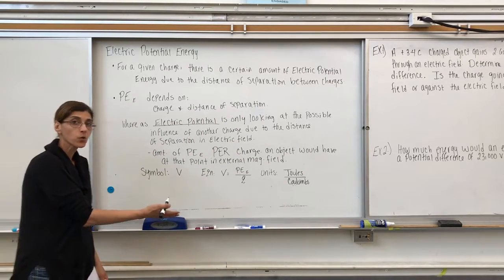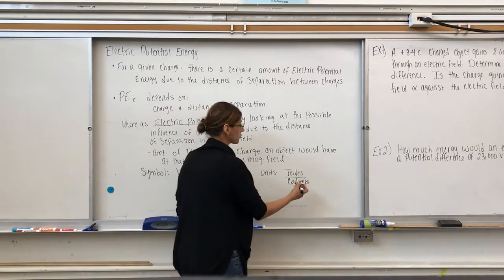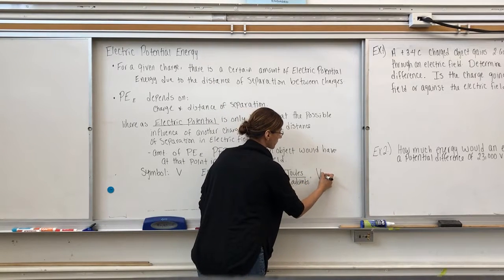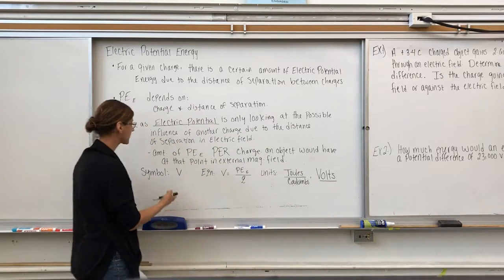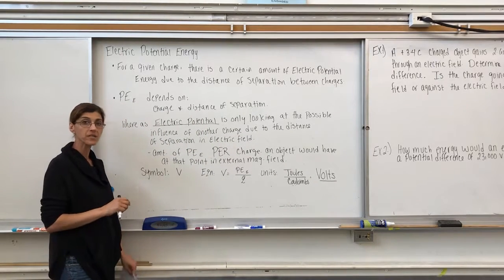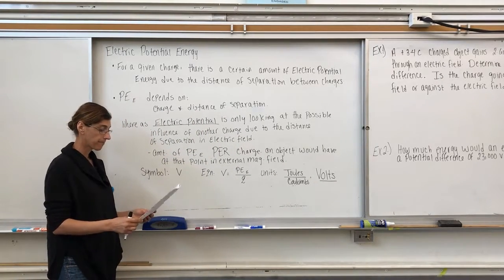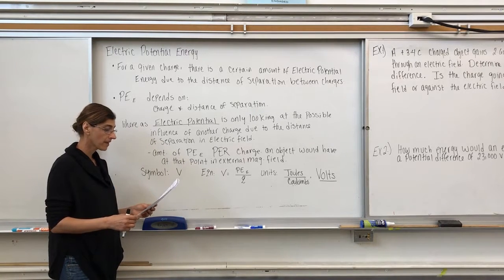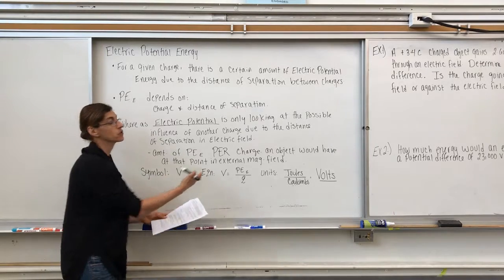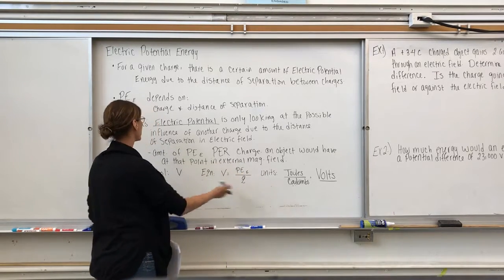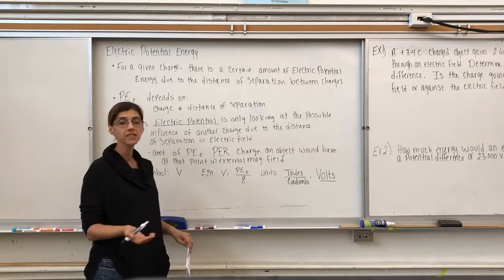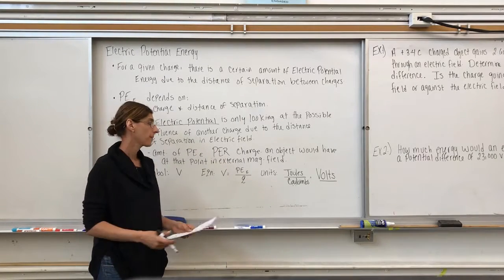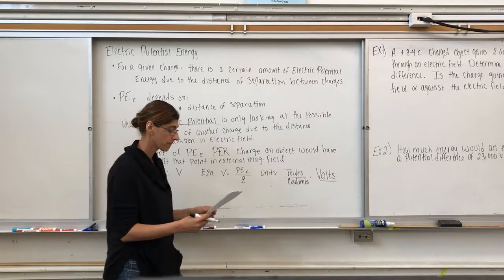Now, joules per coulomb has a name. Joules per coulomb is also called volts. So that is the unit we will use to represent the electric potential when we do the calculation. Because the units are volts, electric potential is oftentimes called voltage. Okay?